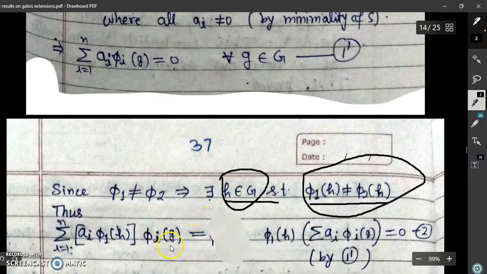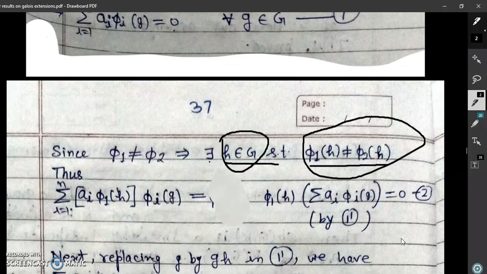Now, multiplying both sides of 1 dash by phi 1 h, then 1 dash will become summation a i phi 1 h into phi i g, from i is equal to 1 to n, is equal to 0. Suppose that this is equation number 2. Okay, so equation number 2 is obtained by multiplying both sides by the element phi 1 h.